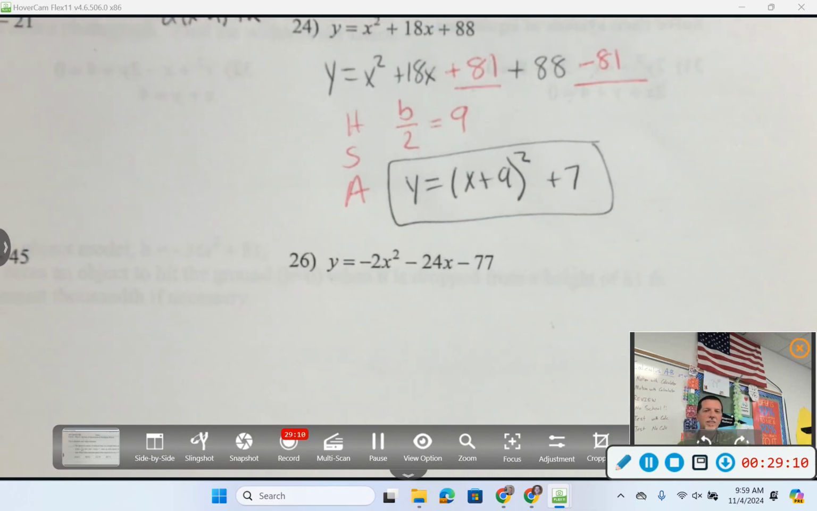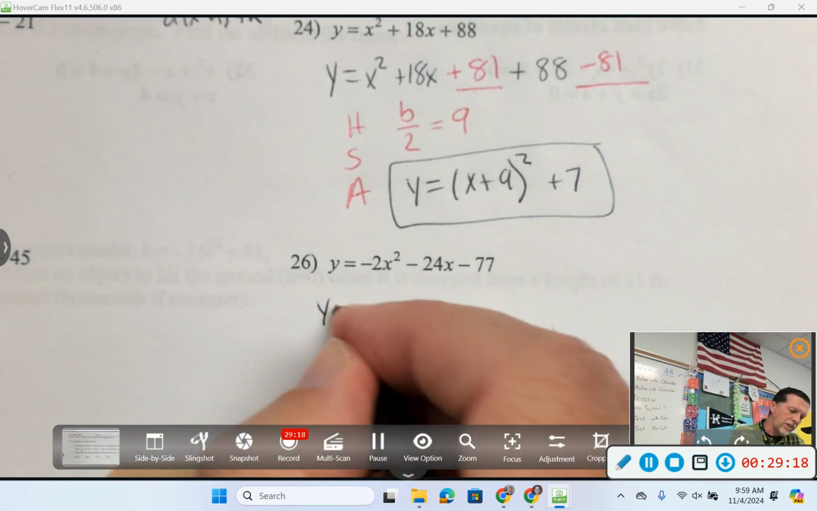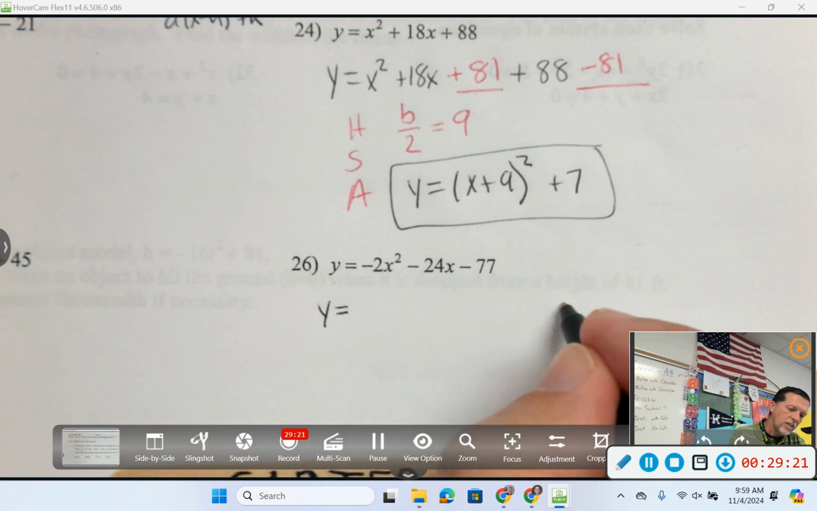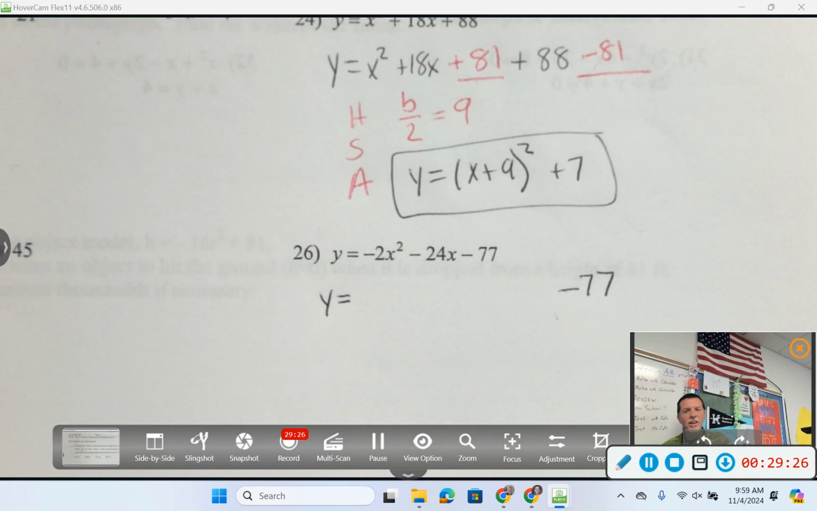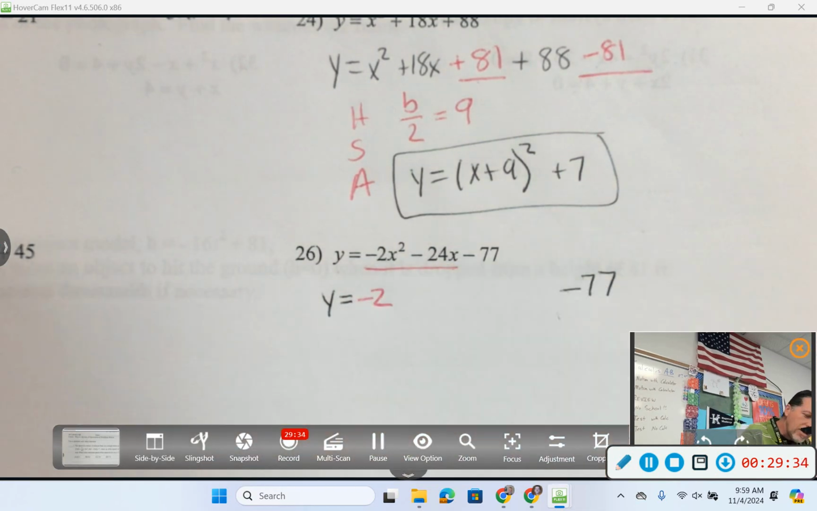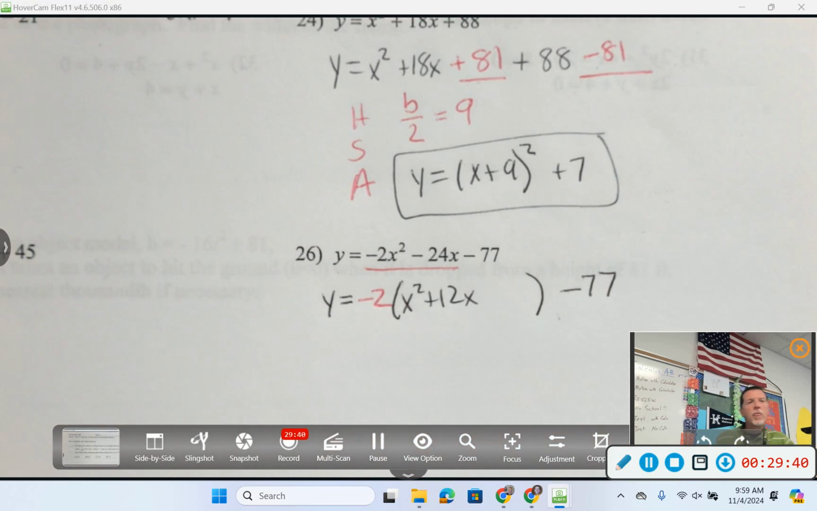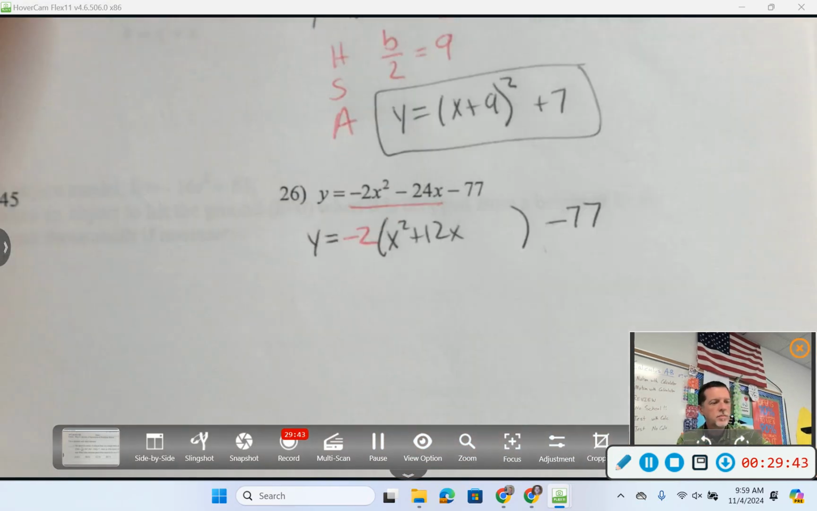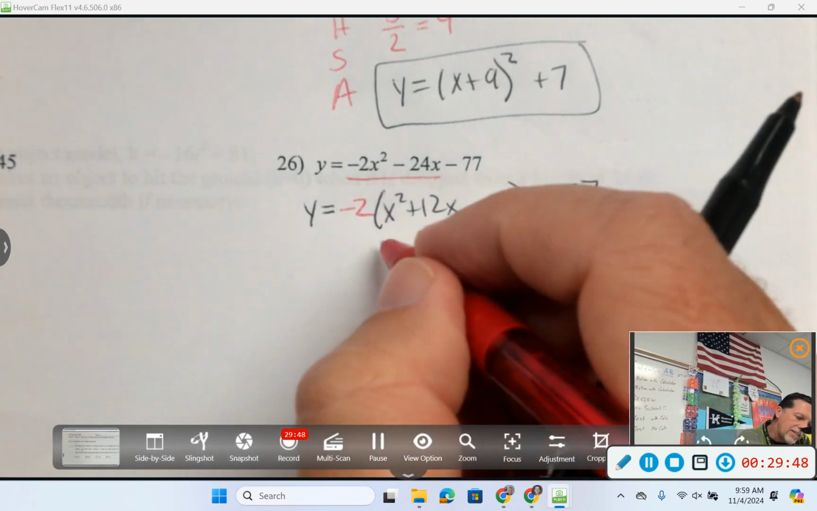Ooh, 26. Well, why ooh 26, Carter? What makes 26 a little bit trickier? Negative 2. So again, C's not invited to the party. Sorry, C, you're not included here. Not even welcome here. Just be mean about it. Factor out of negative 2. That leaves x squared plus 12x. Let's see. Half it, square it, add it.